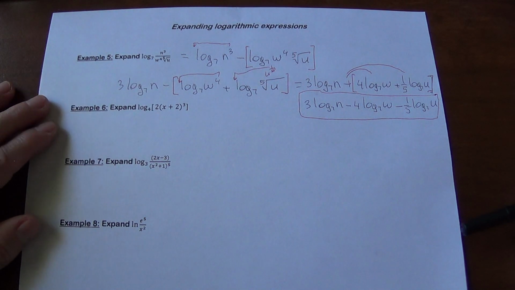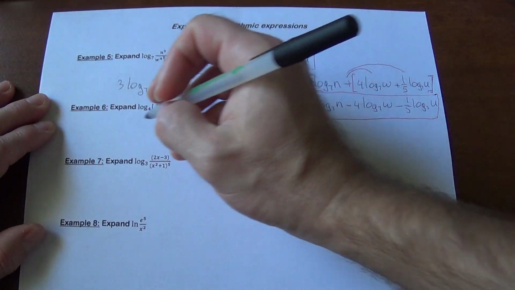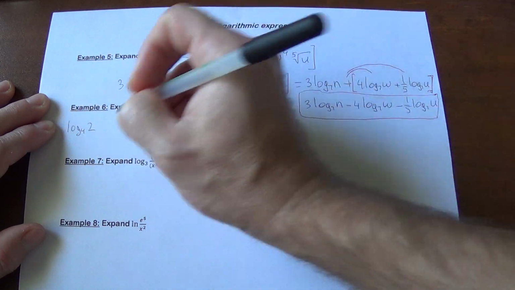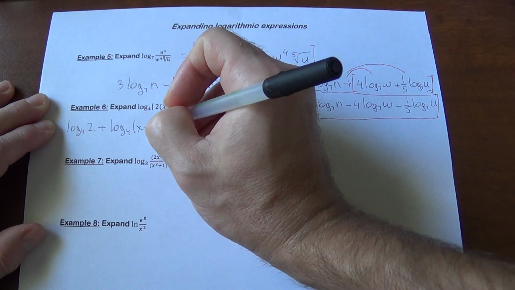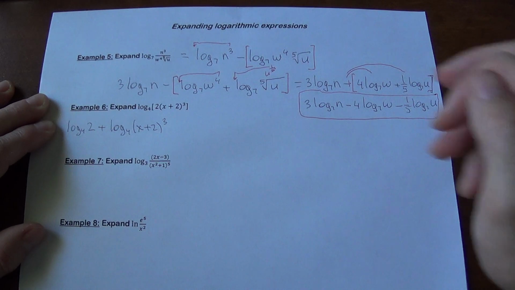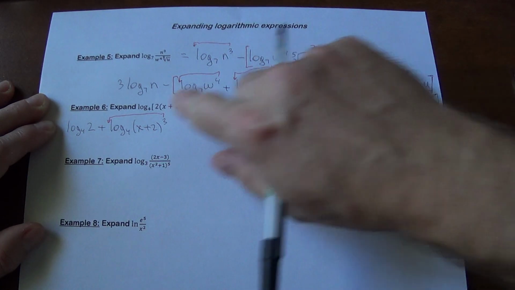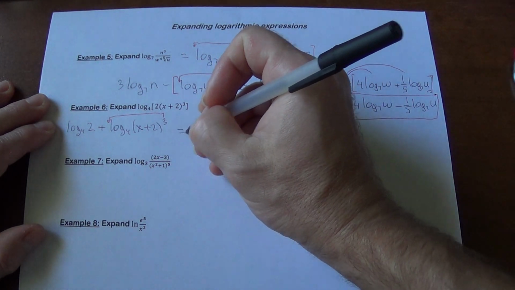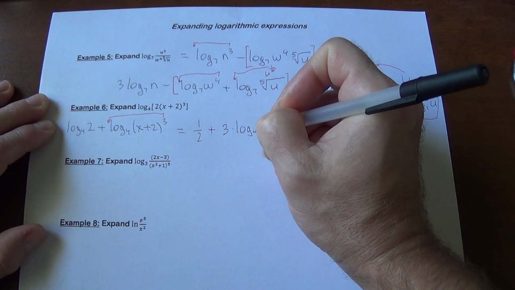The next problem, we do have a product here, 2 times this. So the first thing we're going to do is break it up. We're going to get log base 4 of 2 plus log base 4 of (x plus 2) cubed. We should already realize that the 3 goes in the front. What's log base 4 of 2? 4 to what power gives you 2? That would be 1/2. So this is going to become 1/2 plus 3 times the log base 4 of (x plus 2).